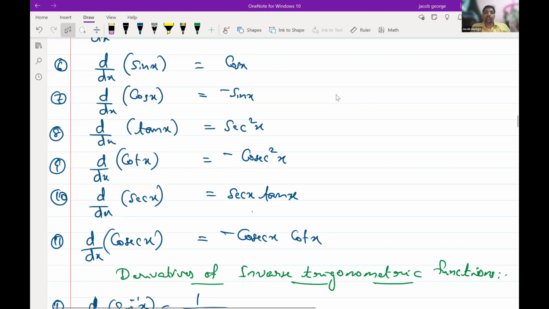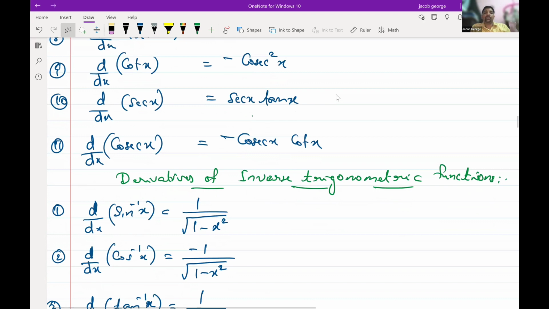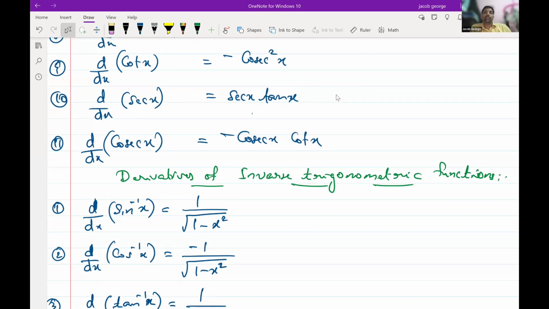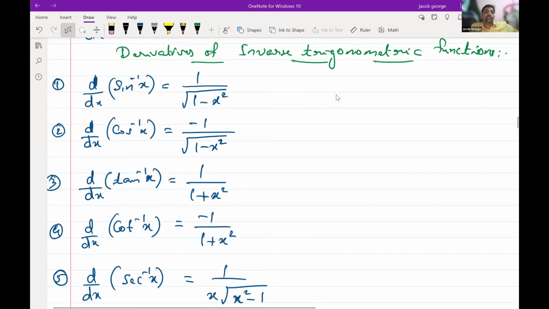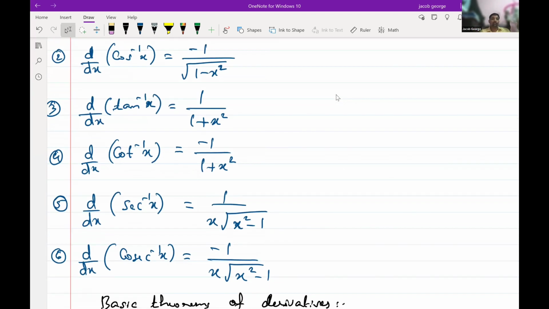Derivative of cot x is minus cosec square x, sec x is sec x into tan x, and cosec x is minus cosec x into cot x. Sin inverse x is 1 by root of 1 minus x square. Cos inverse x is minus 1 by root of 1 minus x square. Tan inverse x is 1 by 1 plus x square. Cot inverse x is negative 1 by 1 plus x square.